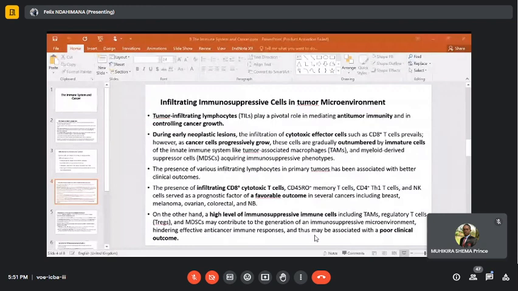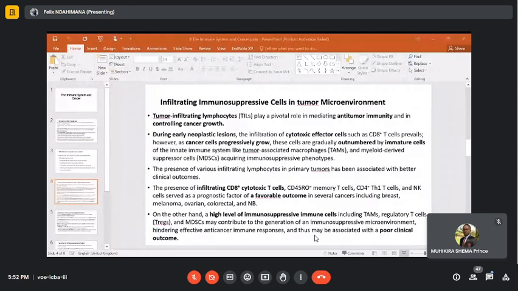But on the other hand, if there is a high level of immunosuppressive immune cells, those are tumor-associated macrophages, regulatory T cells, and myeloid-derived suppressor cells, this may contribute to the generation of an immunosuppressive microenvironment, hindering effective anti-cancer immune cells, and thus may be associated with a poor outcome. So in a nutshell, in a tumor microenvironment, if we keep on having infiltrating lymphocytes, there is a better outcome.